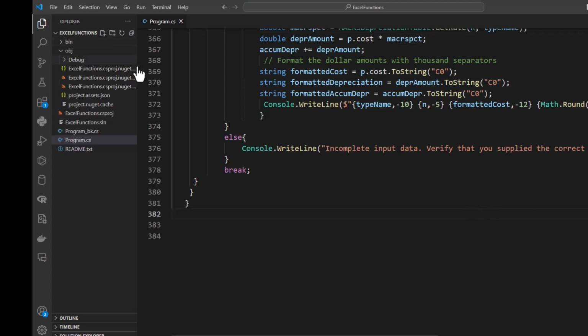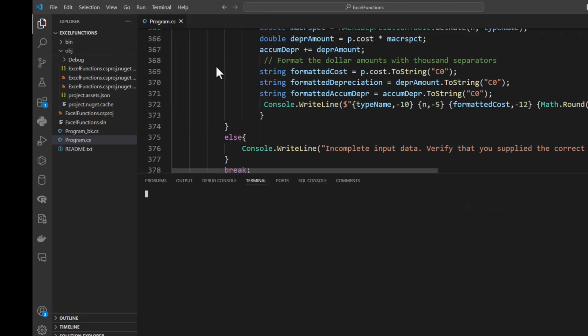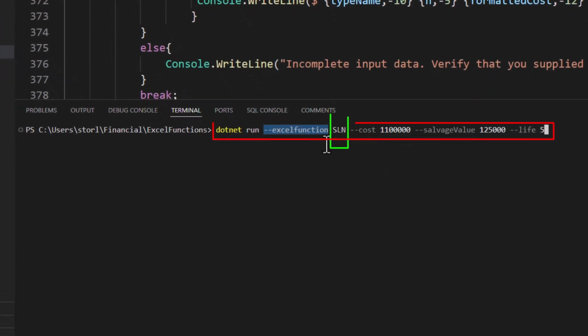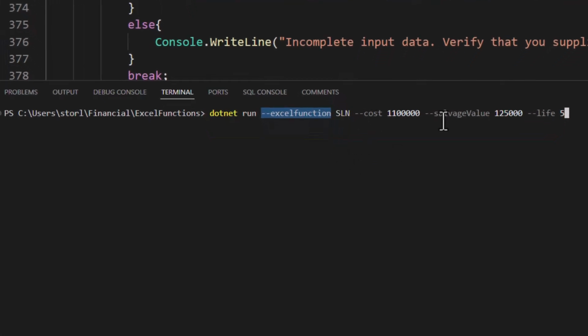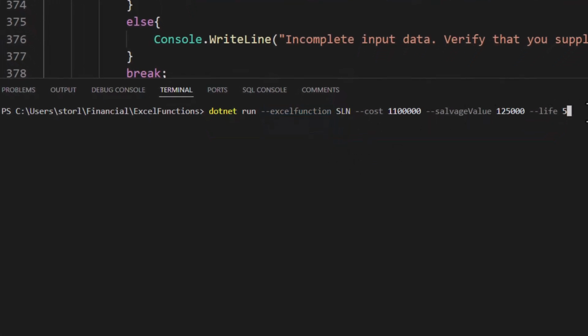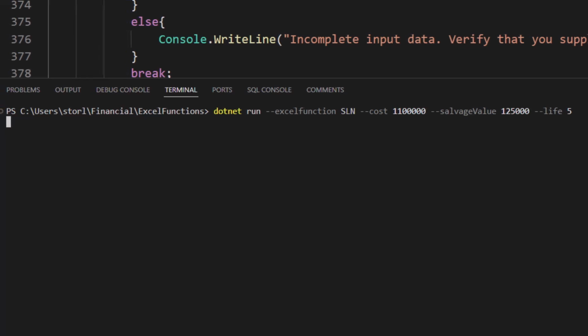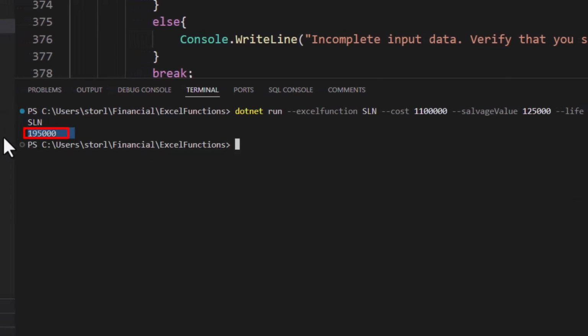Now, let me see how you can actually run this. Well, you can go to New Terminal. That's one way. Notice I'm passing in the function here. So I'll be looking for this SLN function and run that one. Here's the cost, salvage value, and the life. So when I run this, notice it takes a while, and it comes back with the depreciation expense like this.